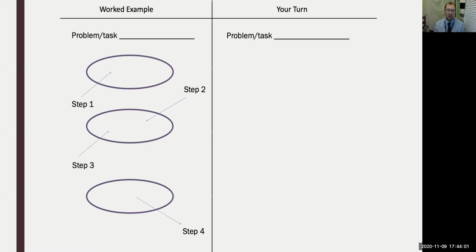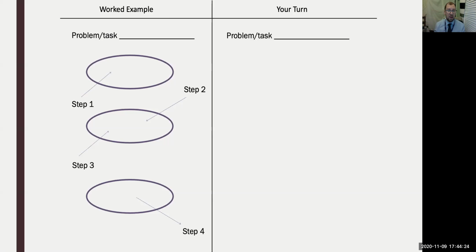Now, just as a quick hint, I always do the your turn bit without showing them the problem first. So I don't have the problem up on the your turn until after I've been through the worked example, just because otherwise some of them try and jump ahead and try and do that without looking at the worked example, and then you lose the best effect of it.